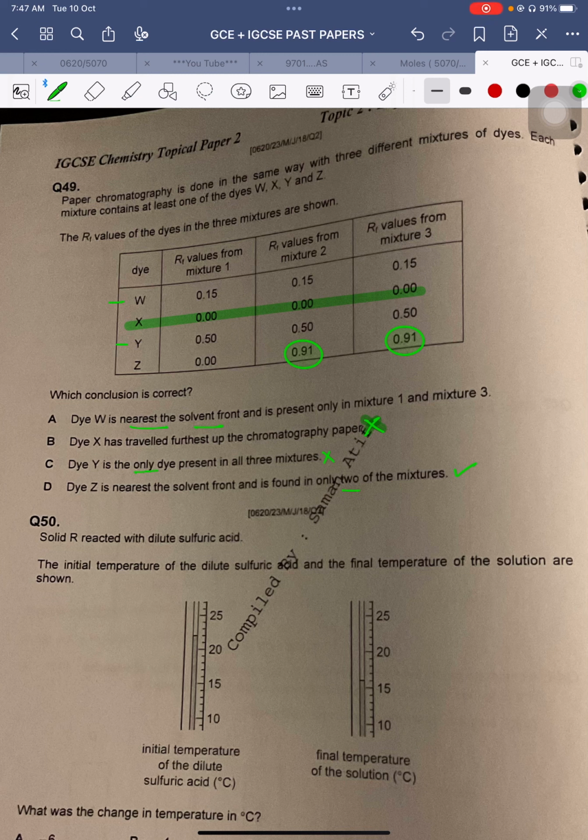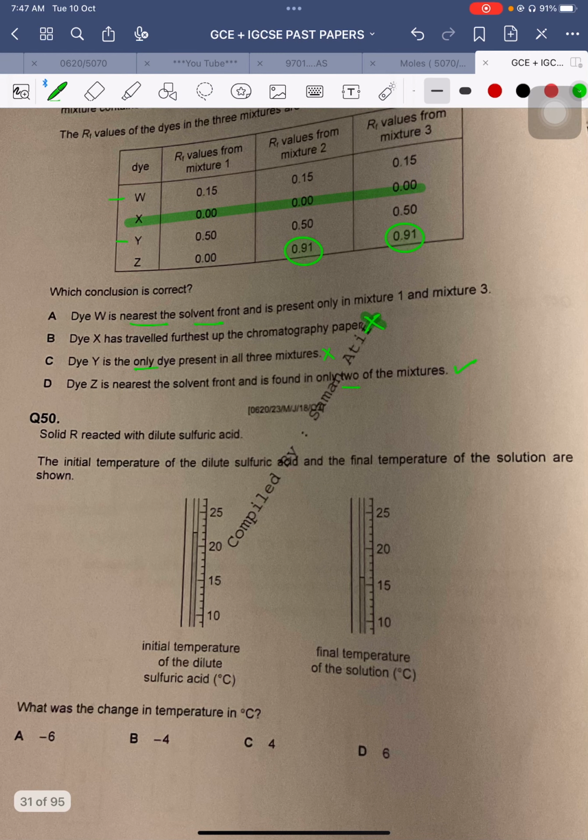So please be careful about this fact. Okay. Now is the next question. Solid R reacted with dilute sulfuric acid. The initial temperature of the dilute sulfuric acid and the final temperature of the solutions are shown.